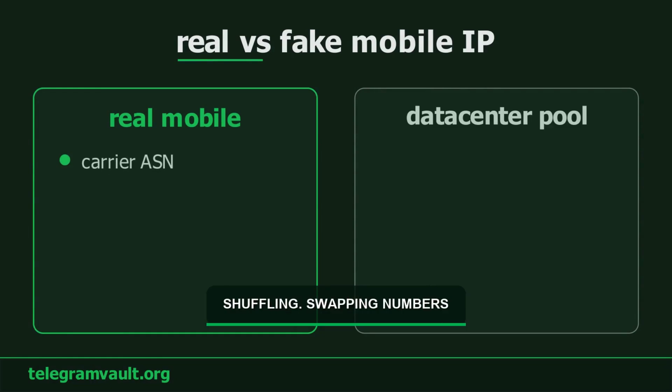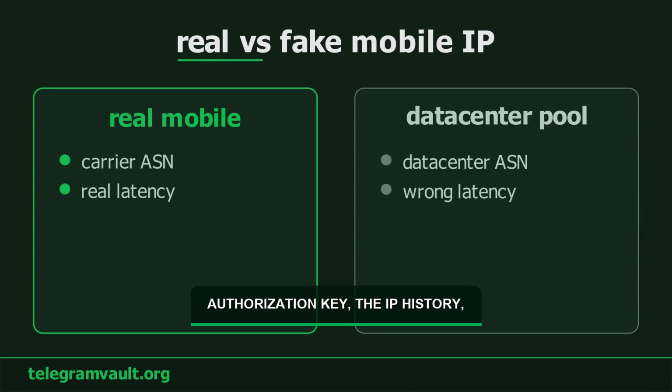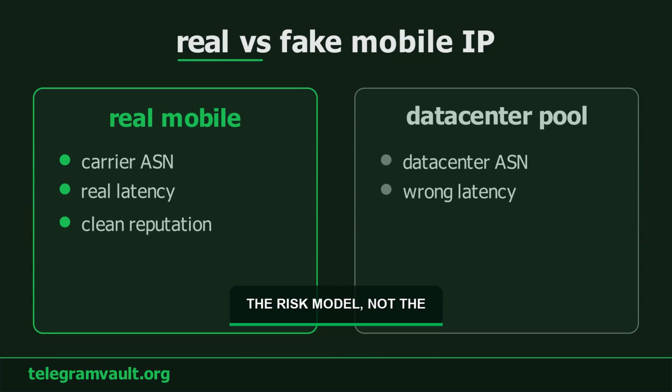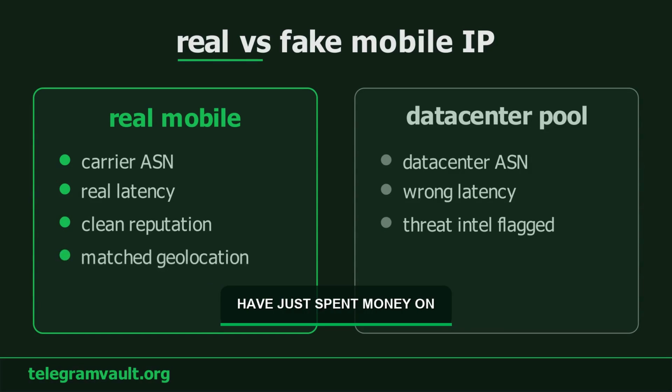The fourth one is SIM shuffling, swapping numbers between accounts, or rotating numbers across a pool, hoping the change resets the fingerprint. It does not. The device hash, the session authorization key, the IP history, and the contact graph all stay on Telegram's side. The number is one input to the risk model, not the whole model. Change it while keeping everything else constant and you have gained nothing. You have just spent money on numbers.